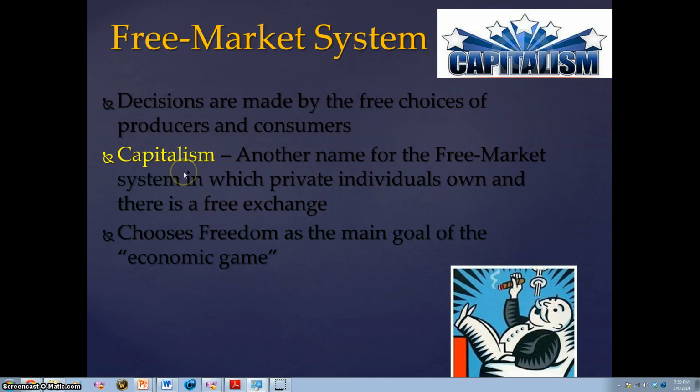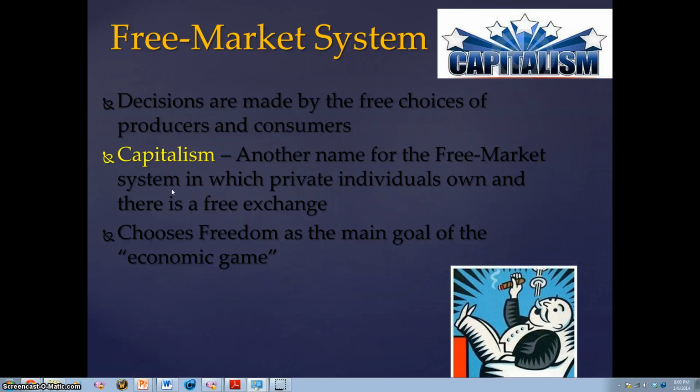Capitalism is pretty much another name for the free market system, and this is what a lot of people refer to it as. In today's society, you generally hear capitalism as a dirty word, but it's a system in which private individuals own and there is a free exchange. People own stuff privately in capitalism. I own those resources of production: land, labor, capital. That's not owned by the government. It is owned privately by individuals.